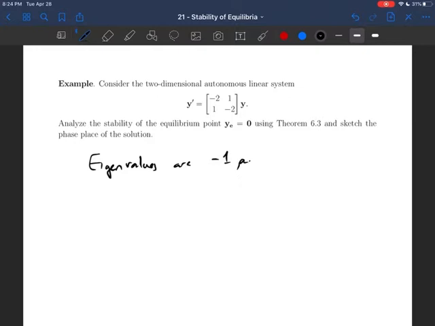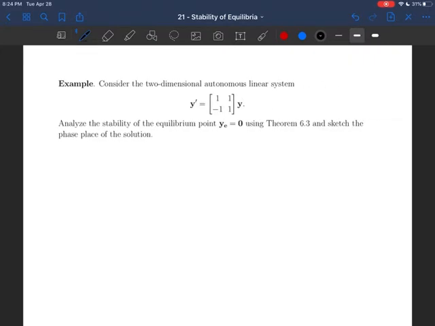All right, let's see how easy this is to use. Let's go back to our previous example. We have our linear system. How do we analyze the equilibrium using theorem 6.3? Well, we know from before that the eigenvalues are -1 and -3. And that means that it will be asymptotically stable. Why? Because these are both negative. That's it. That's all it takes to prove asymptotic stability.